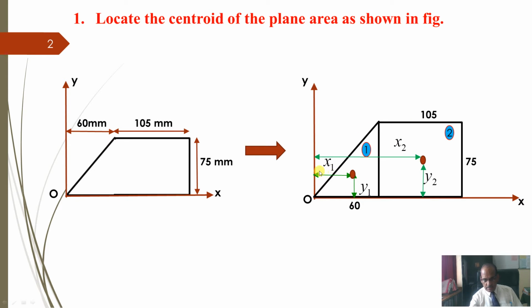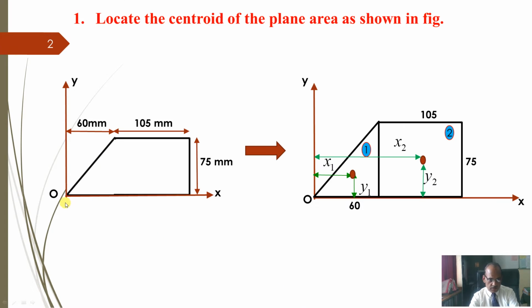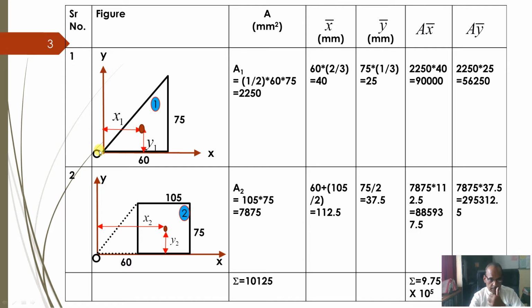Now for the triangle I will calculate the x coordinate, y coordinate. For the rectangle also I will calculate the x coordinate, y coordinate, and that way we will go ahead to solve this particular problem. Now let us see. For the triangle, in the coordinate system we are assuming with respect to this point O. This is x coordinate, this is y coordinate. So same I have taken here.